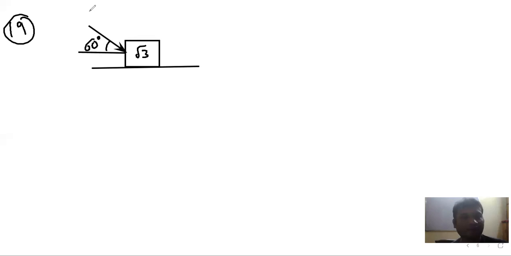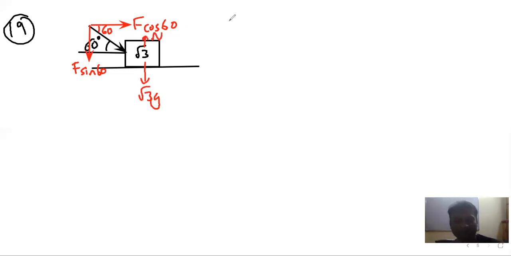So we can take the components of this. So in this case, let us consider the horizontal component and vertical component. These are the two components. So in this case, I can think horizontal component will be, this angle will also be 60. So this is F cos 60. This is F sin 60. Also this root 3g acts in downward direction. Normal reaction acts in upward direction. We have to find the minimum value of F so that there is no motion.